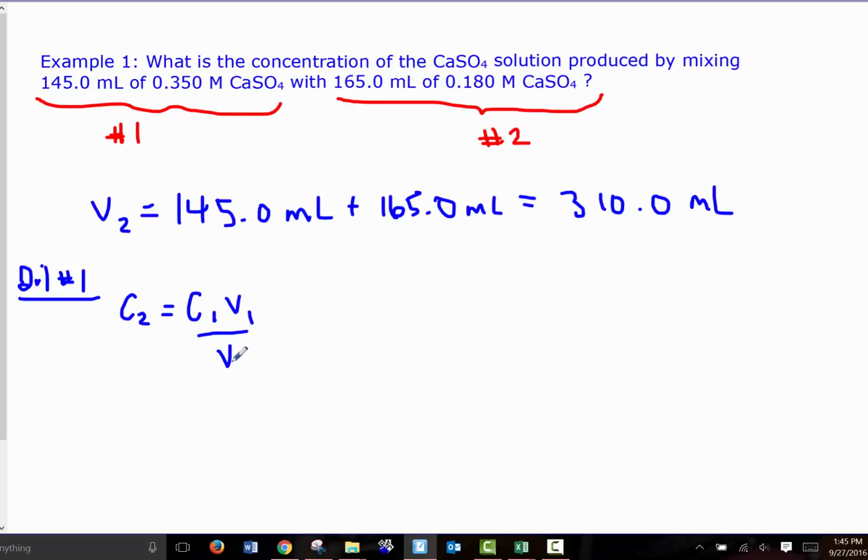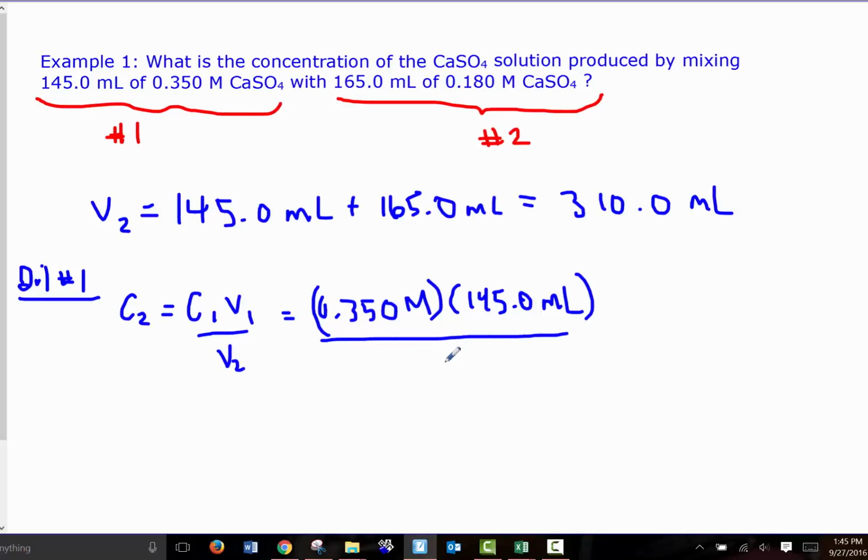We should be getting good at this by now. And I'm going to put in my values. So C1 was 0.350 moles per liter, multiplied by V1, which is the volume for the first solution, 145.0 milliliters. I'm okay to use milliliters here because I'm doing a dilution calculation, and as long as my V2 is also in milliliters, which it is, then they will cancel.